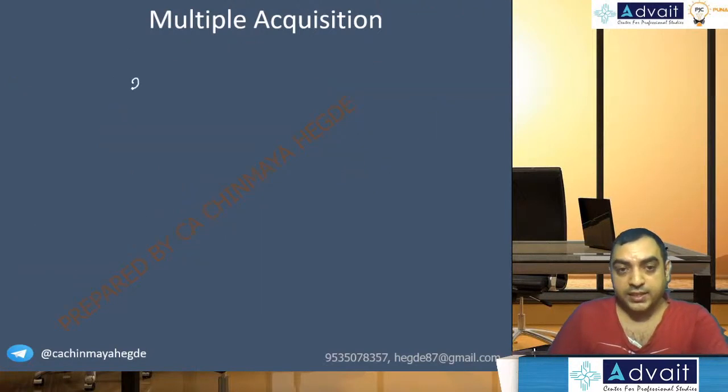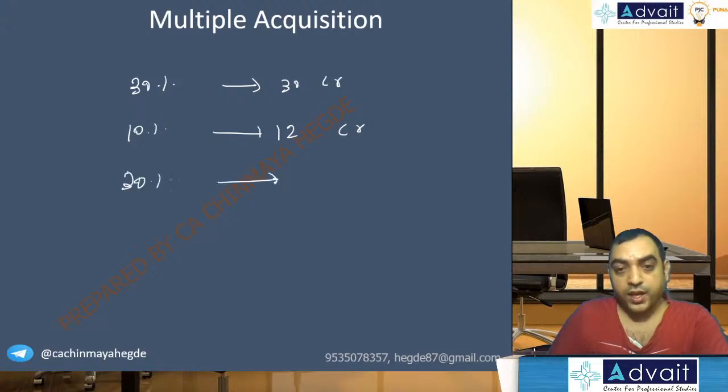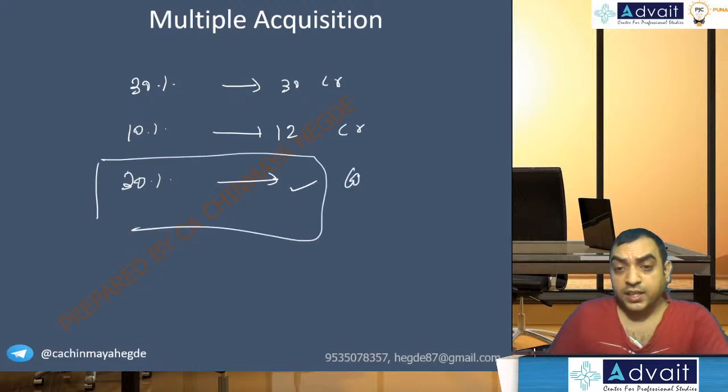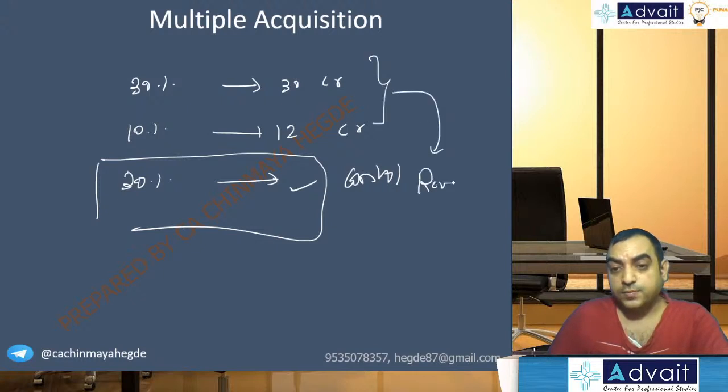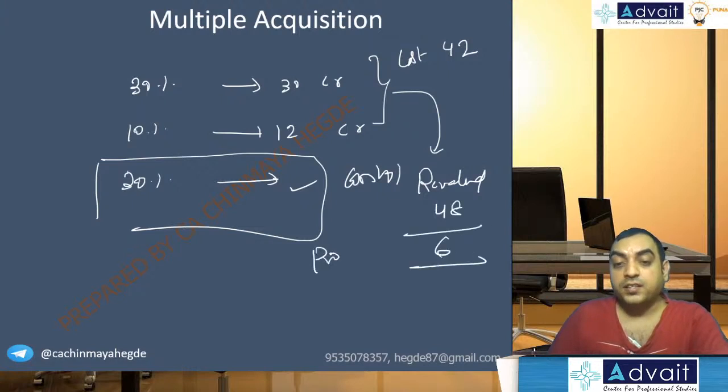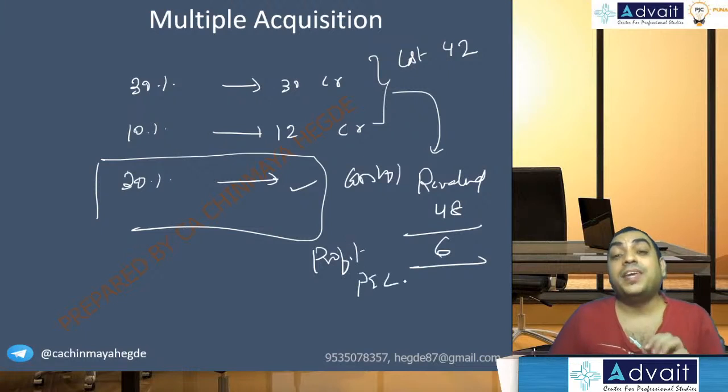Suppose you take the percentage like this: 30%, you paid 30 crores. Then you acquired 10%, where you paid 12 crores. Then you acquired 30% more at whatever the fair value was. So on this date, you are getting the control. What you should do is revalue the earlier holding. The cost is 42, 30 plus 12, and the revalued amount, let's say, comes to 48. So 6 rupees profit should be transferred to P&L account.